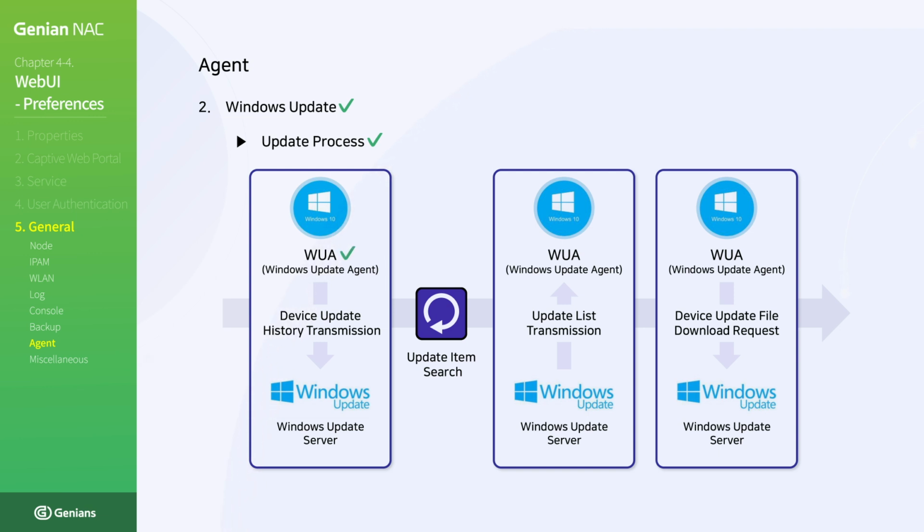The CA certificate setting registers the certificate issued by the policy server as a trusted root certification authority on the client devices.